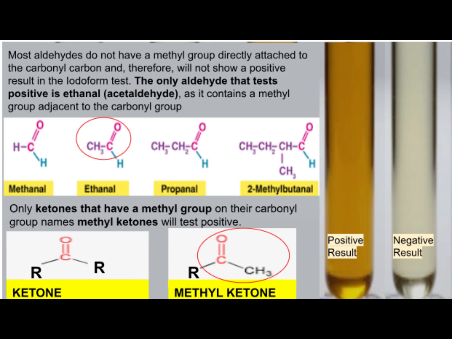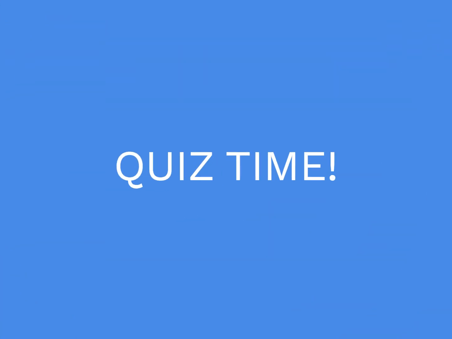The first test tube shows how a positive result will look when a yellow precipitate forms, confirming the presence of the methyl group adjacent to the carbonyl group. The second test tube shows a negative result.